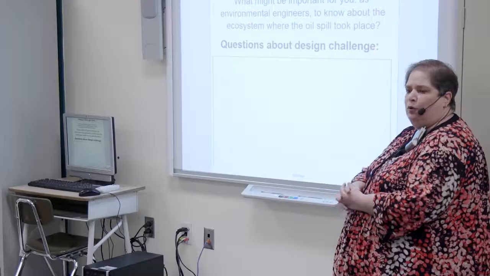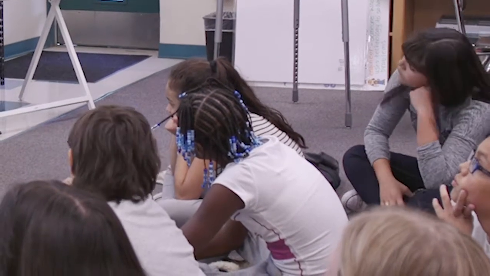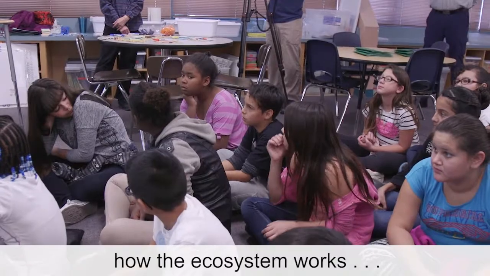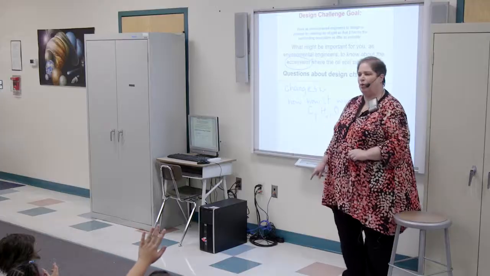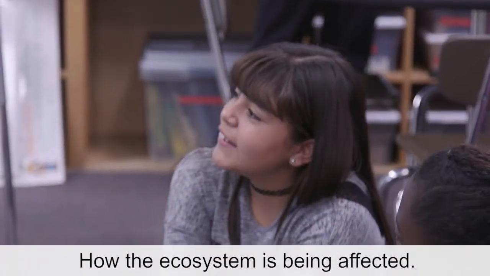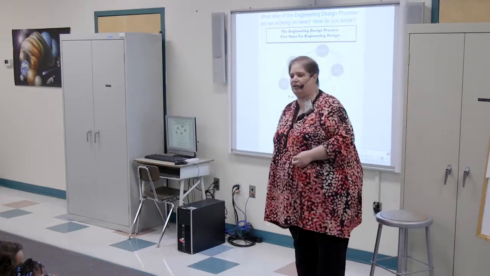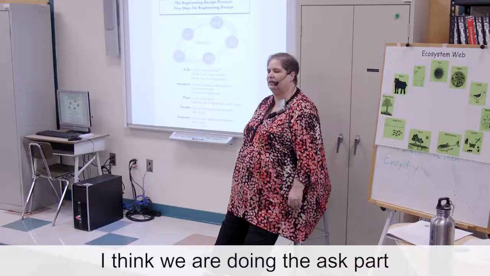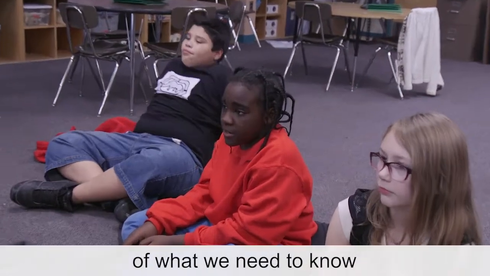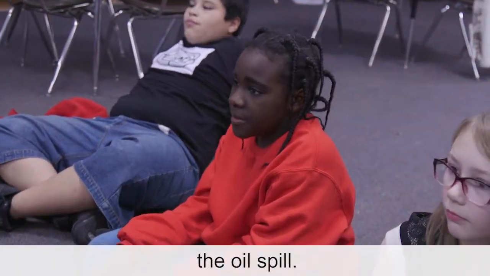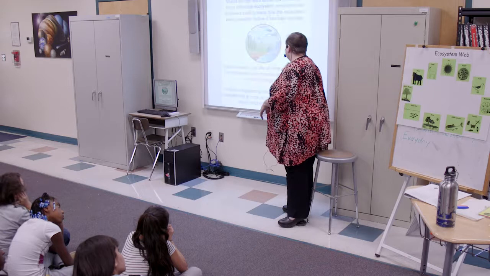So what do you think it might be important for you as environmental engineers to know about the ecosystem where the oil spill takes place? We need to know how the ecosystem works, like the herbivores and the carnivores. What else do we need to know? How the ecosystem is being affected. So what are the changes, right? Which step of the engineering design process are we working on? I think we're doing the ask part because we are asking questions of what we need to know before we start cleaning up the oil spill. We have to ask a lot of questions before we can do anything. So we are at the ask stage.